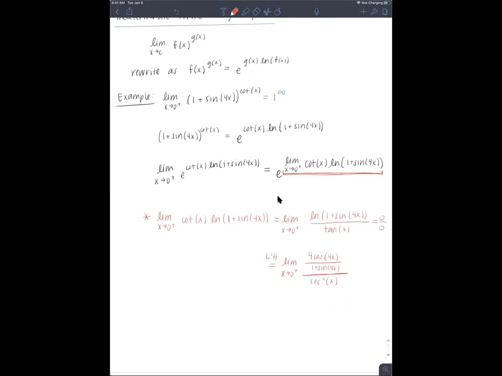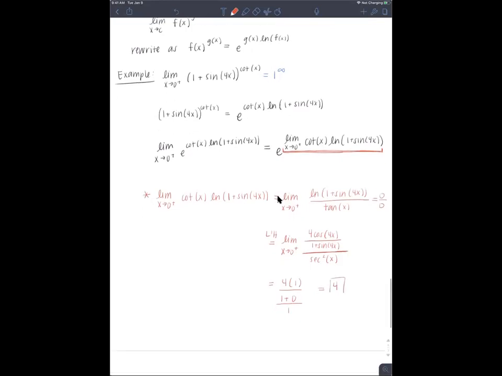I get 4 cosine of 0, which is 1, over 1 plus cosine of 0, which is 0. And then secant of 0 is actually 1. And so here, all of this just gives me 4. So my answer is 4, right? I'm done. It's 4. I'm done with the problem. I can walk away. Is that right?